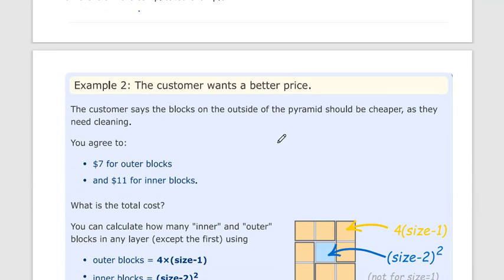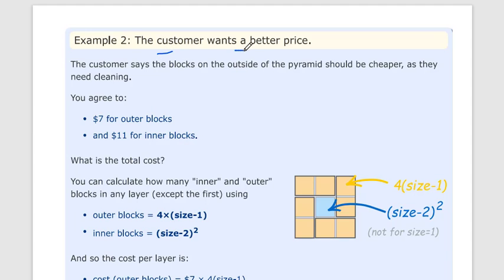Now let's do a more complicated example. The customer also wants a better price. The customer says the blocks on the outside of the pyramid should be cheaper, as they need cleaning. Here you can see this is the first layer, sorry, this is the second layer, and these are all outer sides. From air pollution, these blocks need repairing and cleaning. The customer says you can take the inside blocks at the normal price. So you agree to $7 for outer blocks and $11 for inner blocks. We have to calculate the total cost for 14 blocks high.